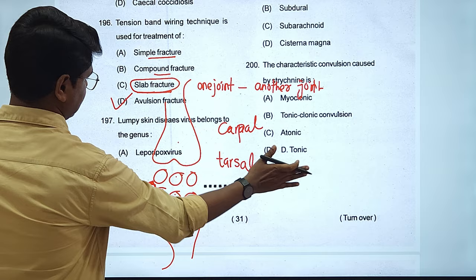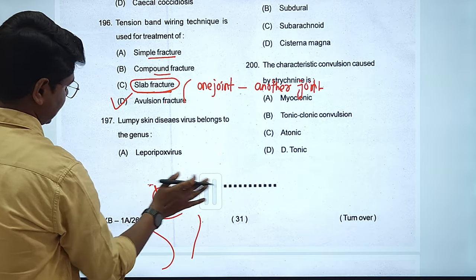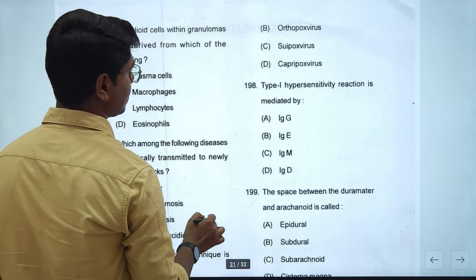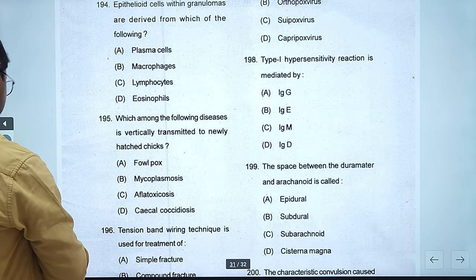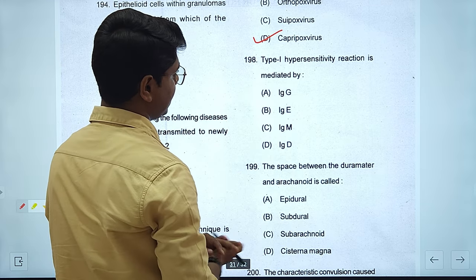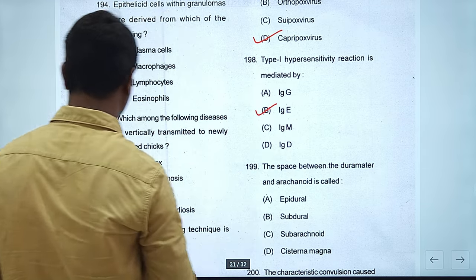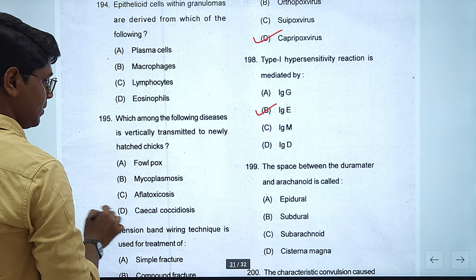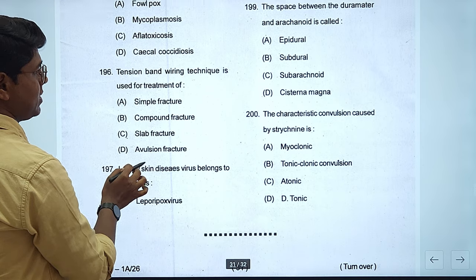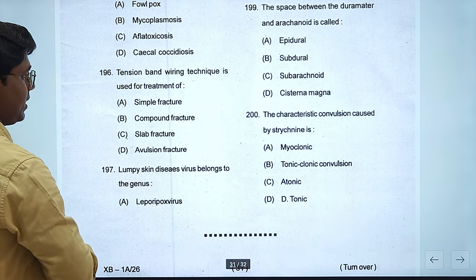Lumpy skin disease virus belongs to the genus Capripoxvirus. Type 1 hypersensitivity reaction is mediated by IgE. Next, the space between the dura mater and the arachnoid is subdural. I have discussed this just a few minutes back.